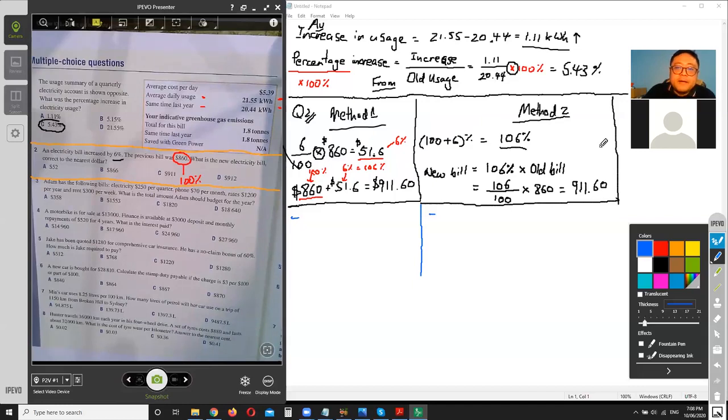Yeah. But if you're going to use method 2, the magic number that you add the percentage onto is 100%. Right, okay. Yeah, that's the magic number. Go on, say that again.